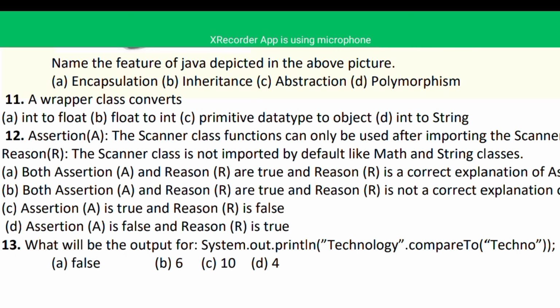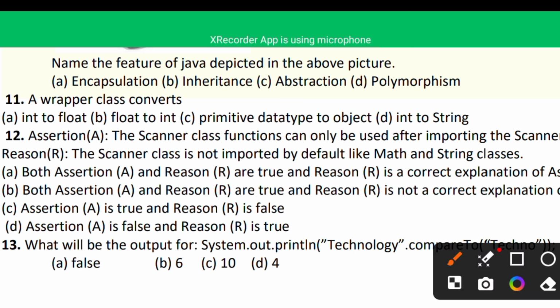Question 11. A wrapper class converts. What does wrapper class convert? Int to float, float to int, primitive to object, int to string. So we all know that wrapper class is responsible for converting primitive data type to object.